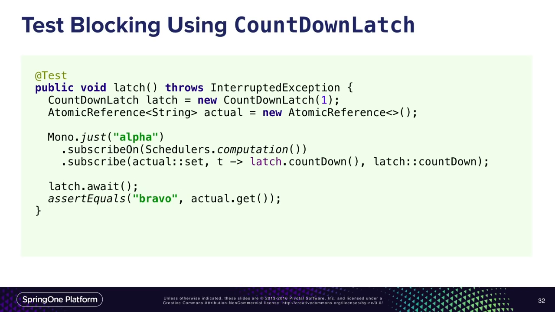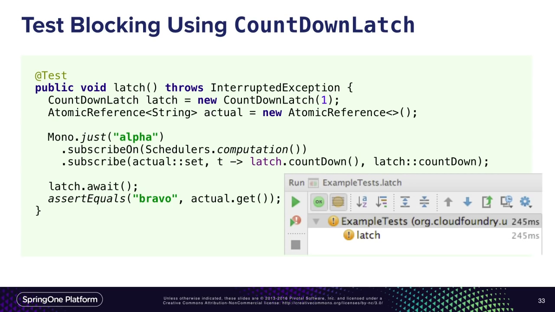So whatever else happens, this code is going to wait for the latch to be released. And that's what we do on that subscribe line. We say, once actual has been set with the result of the input from this mono, then we will release the latch. And you can then do your test. And happily, we've got an exclamation mark. That should have run, shouldn't it? Indeed. And that's green, honestly.